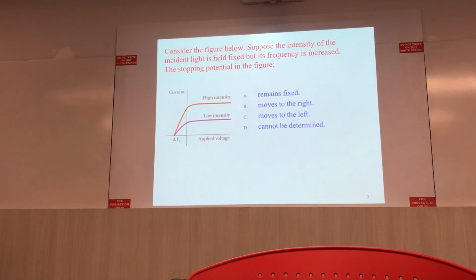So I have a small question for you. So let's have a look. This is our photoelectric effect graph, and now the frequency is increased. Then what will happen to this stopping potential? Now we increase the frequency. Then what will happen? It's going to remain fixed, or move to the right, or move to the left.